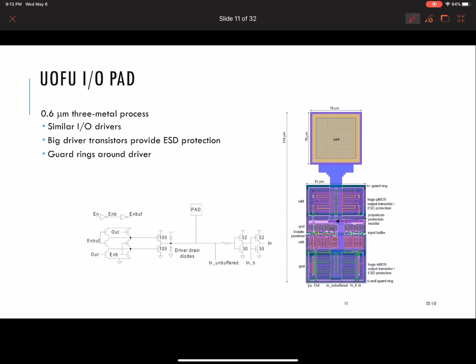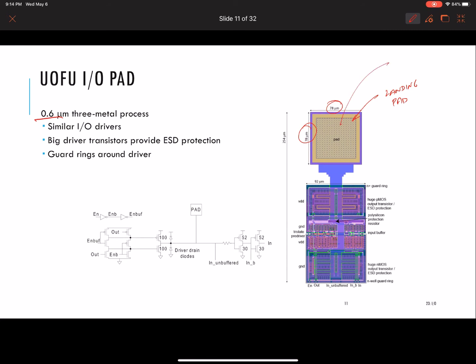Okay. Here is UOFU. It's basically, I think, some university, but again, it's just sort of a smaller process. Just another example. Again, you get a feel for the type of size for the actual pad. This is called a landing pad. And what's landing there is your wire bond.